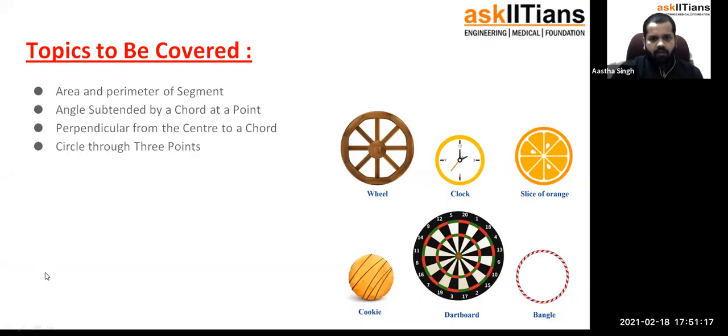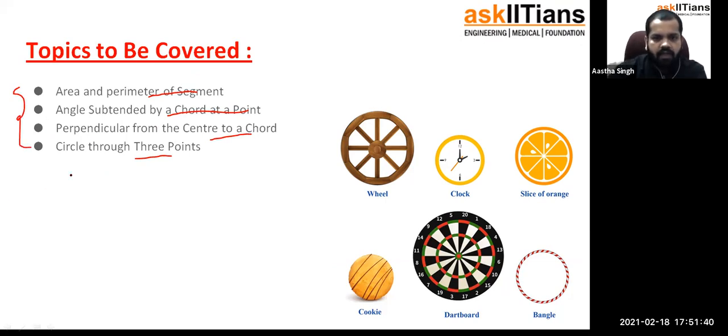So today we will cover topics like area and perimeter of segment. I think segment you all know. Area and perimeter of your segment, the angle subtended by a chord and a point, then perpendicular from center to a chord, then circle through 3 points. These topics will be covered today.